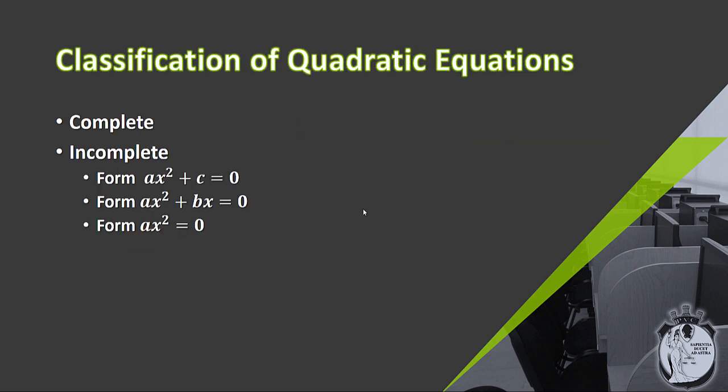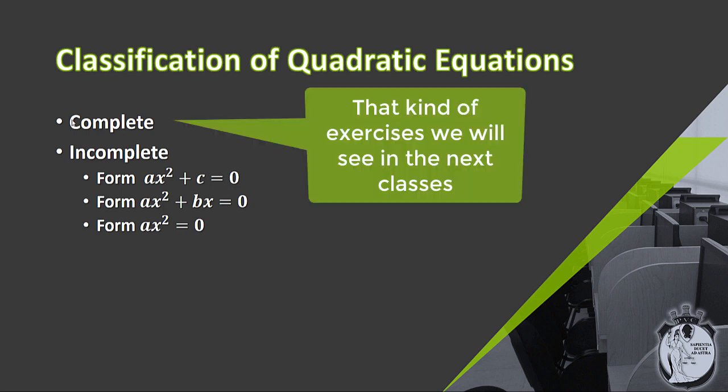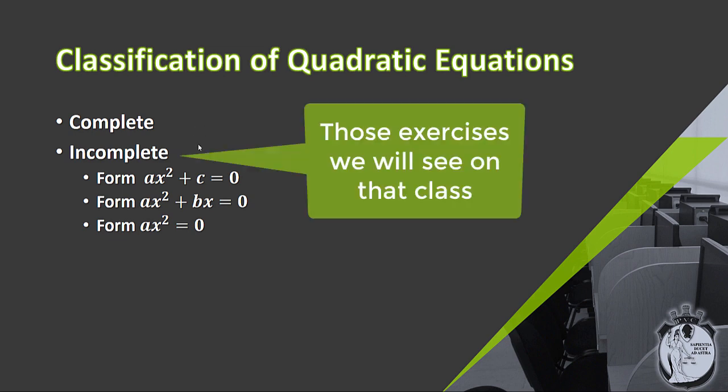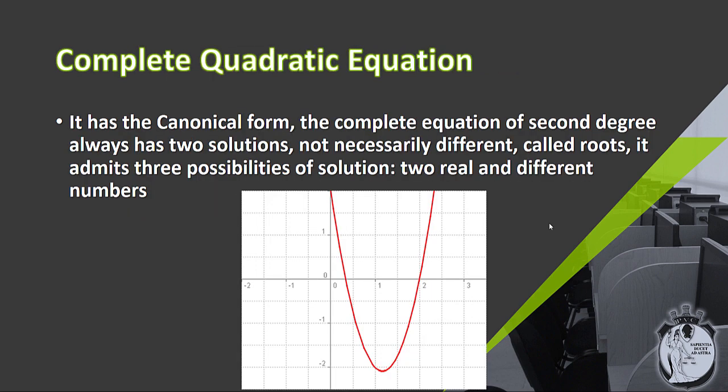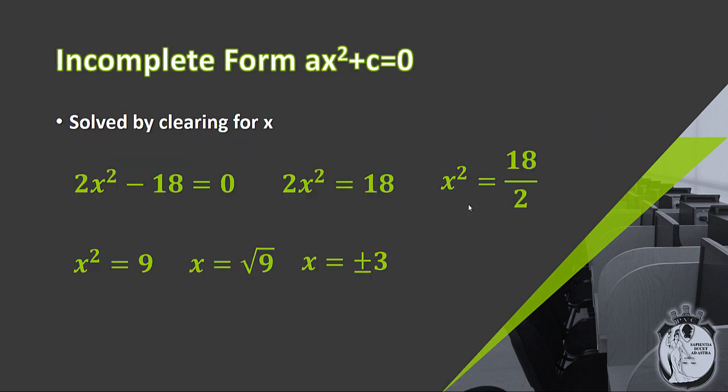The classification of the quadratic equations: the complete ones have the three terms, and the incomplete ones have only two terms or only one. When you draw a chart of a quadratic equation, it will always be a curve, like this. So we will start with the incomplete forms in the class of today.